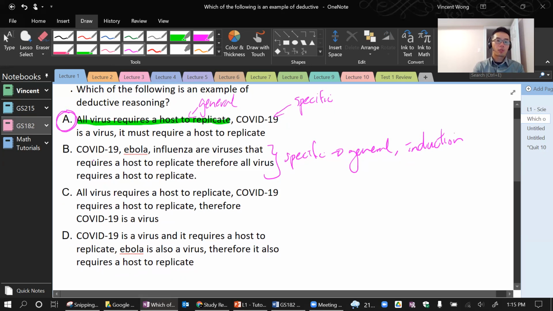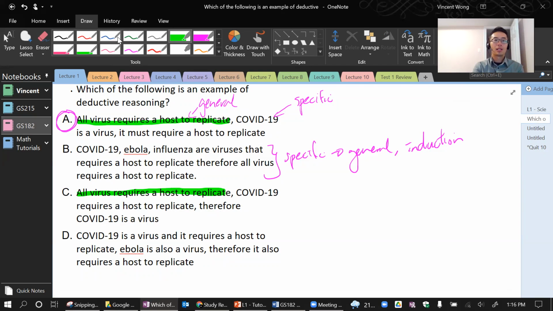Now, C is a little bit tricky. At first glance, it sounds exactly the same as A. So you start with a general statement: all viruses require a host to replicate, and then COVID-19 requires a host to replicate. Therefore, COVID-19 is a virus. The problem with this is, even though it seems like we're going from general to specific, the logic is flawed in this case.